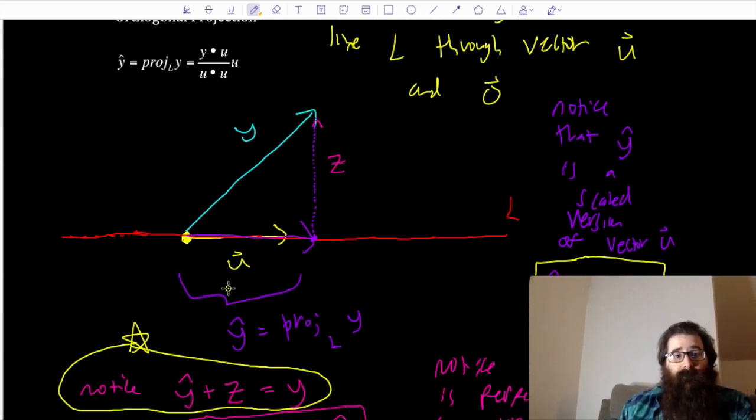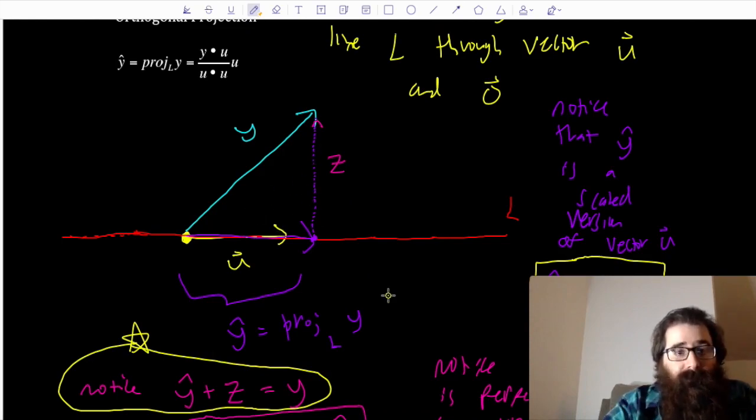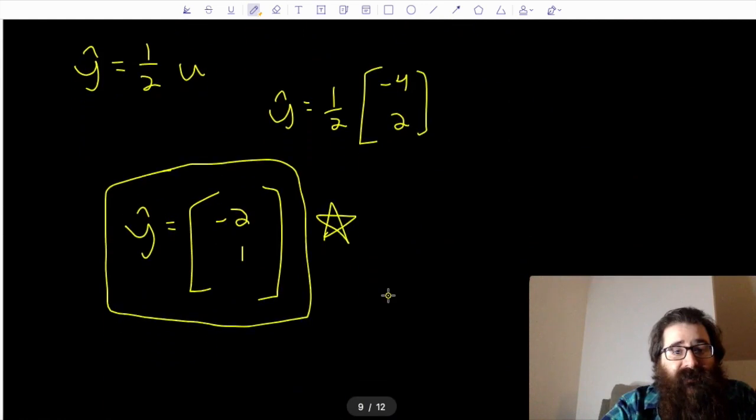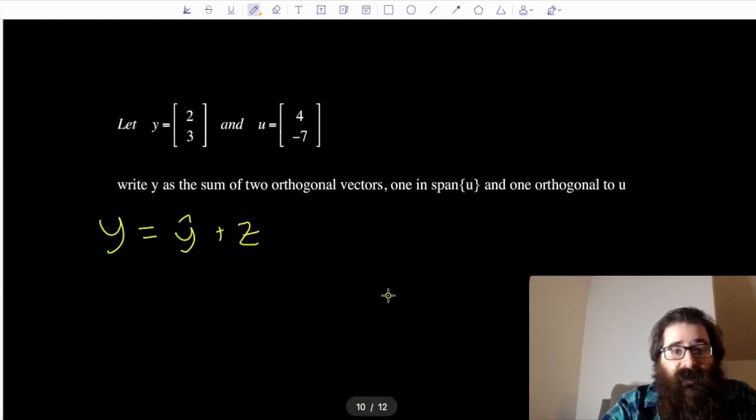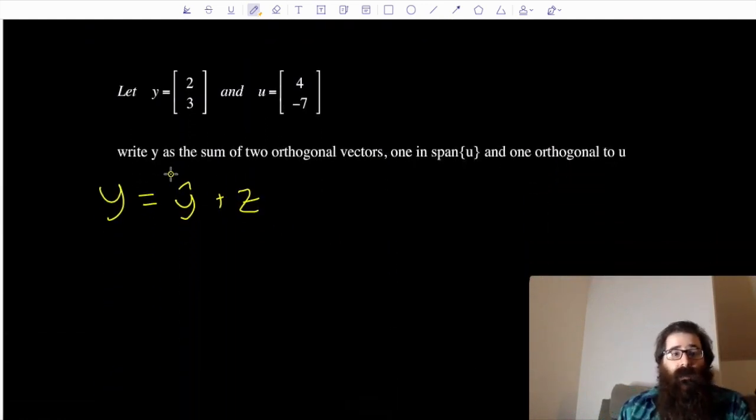Y hat, my projection vector in purple, is in the span of vector u. It's just some scaled version of vector u, we said. And z is perpendicular to vector u. These are orthogonal then. This is what this is asking for. It wants me to write y as the sum of two orthogonal vectors. One is in the span of u, and one is orthogonal to u. Now, to start, I have to find y hat. So let's find y hat first.